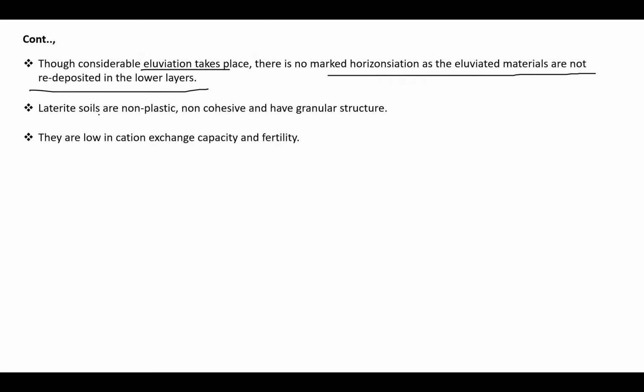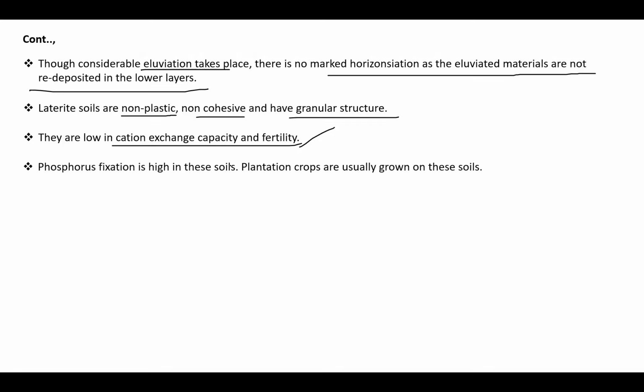So laterite, moreover, has some peculiar properties. Laterite soils are non-plastic, non-cohesive, having a granular structure, and they are low in CEC, cation exchange capacity, and very poor in fertility. Only iron oxides are there. And phosphorus fixation is very high, and plantation crops are usually grown on this type of soil. Very rarely, only big tree crops can be grown in this type of soil.